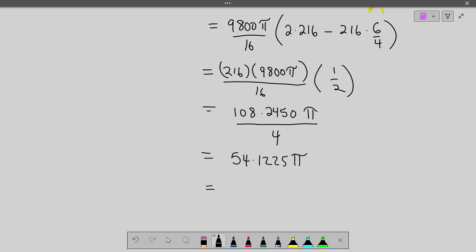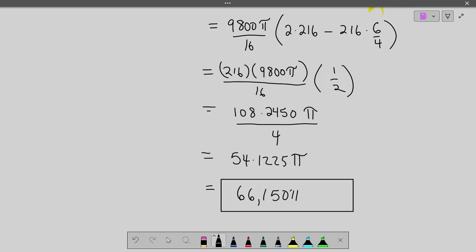And then that, somebody has to tell me, what's 54 times 1225? So whatever that multiplies to, 66,150. 66,150? Yes. Thank you. Multiplied by pi times joules. So that'll be work done.